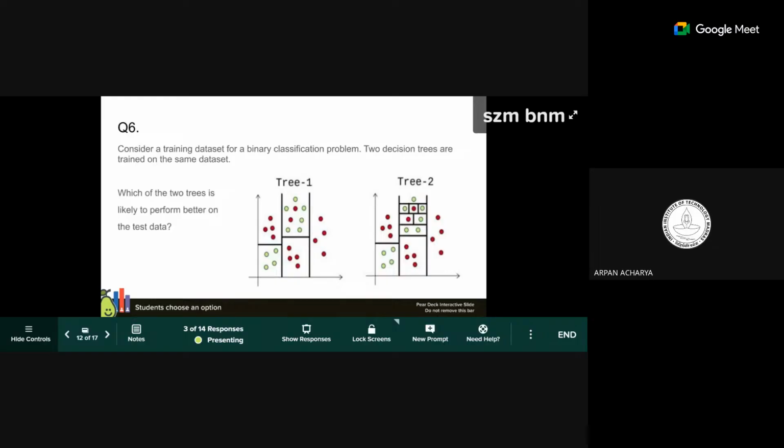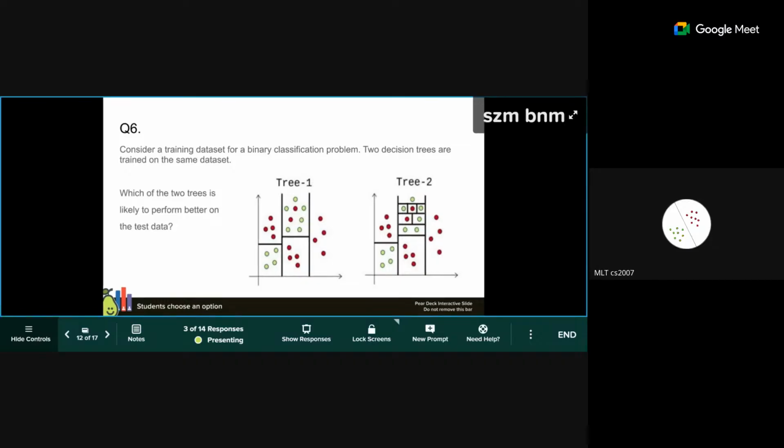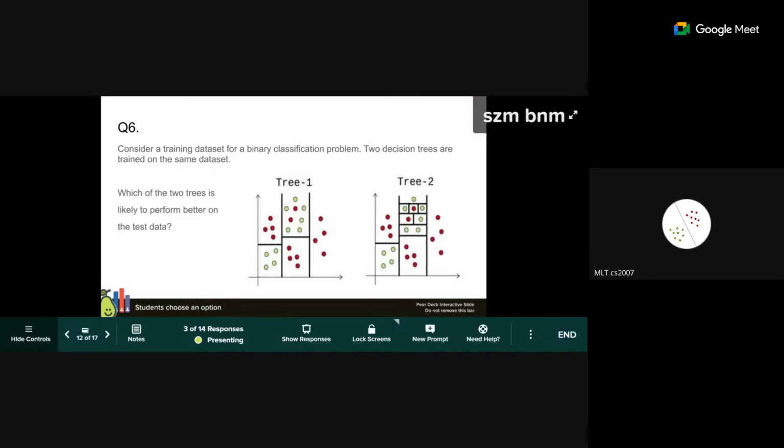Ma'am, can you please explain how we are overfitting in tree two? See, in tree two, this is all fine. This is all fine. This is all fine. This is all fine. Okay, but if I look at this portion, I look at this.